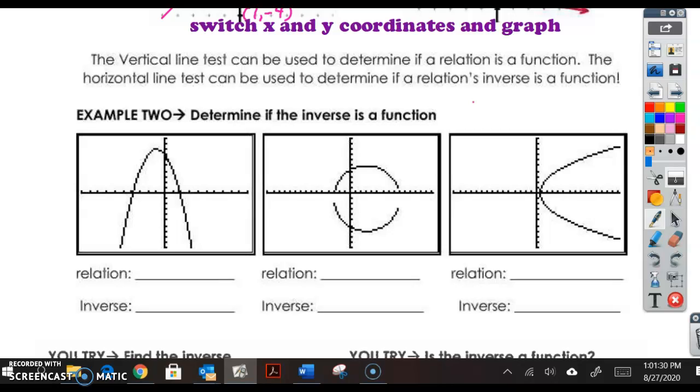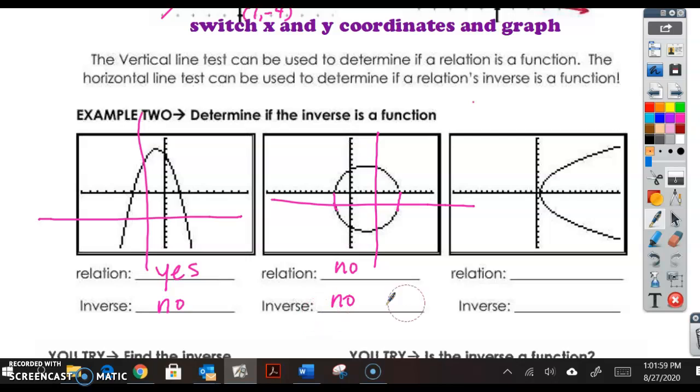So for the first example, we see that the graph passes the vertical line test. But when I look at the horizontal line test, the inverse is not going to pass it. So the relation is a function, but the inverse is not. Okay, and here, that's supposed to be a circle. Nice graph. Neither one.